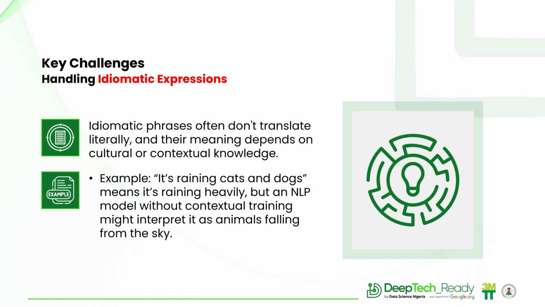Idiomatic expressions vary widely across languages and are deeply rooted in cultural context. Effective translation systems must be trained on diverse and context-rich datasets in order to capture these nuances. Modern transformers, with their attention mechanisms, improve on this by assigning weights to words based on context, but even they require specialized tuning for high-quality idiomatic translations.